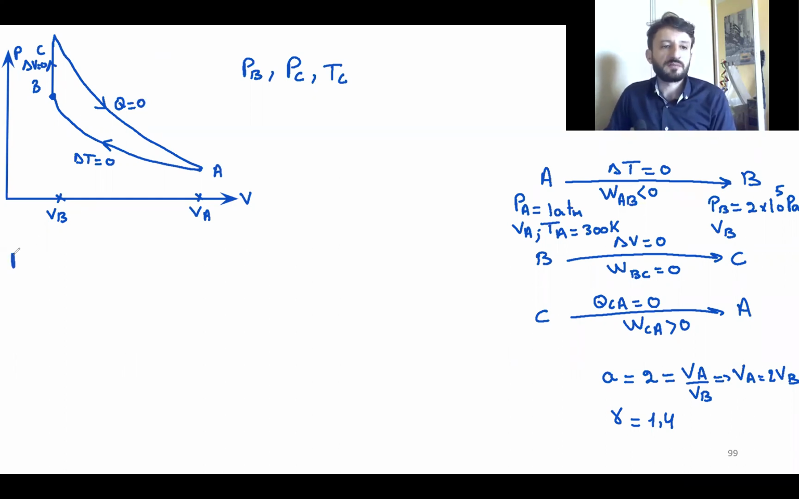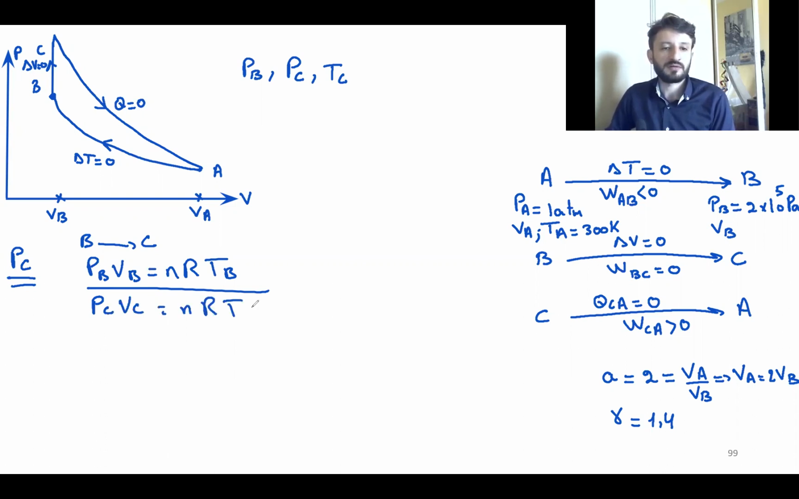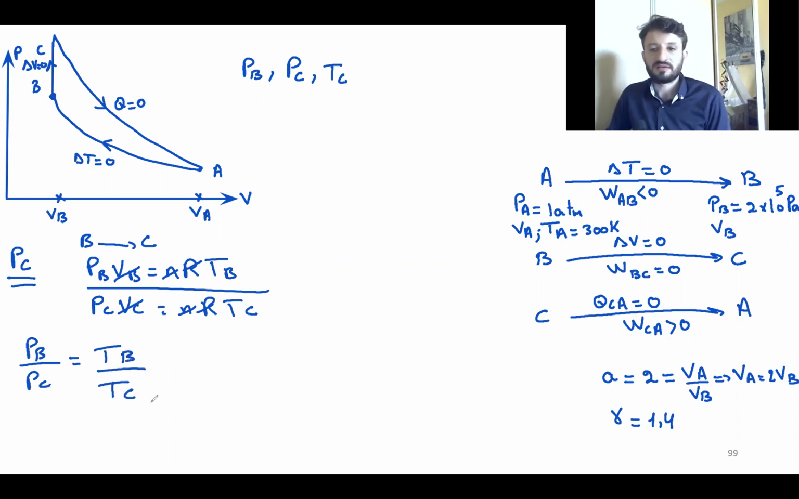Part 2, I want to find PC. For PC, we can take, for example, the points B and C. We have V constant. So here we can take the points B and C. PC VC equals nR TC. We have a constant volume, with n and R constant, so PB divided by PC equals TB divided by TC.